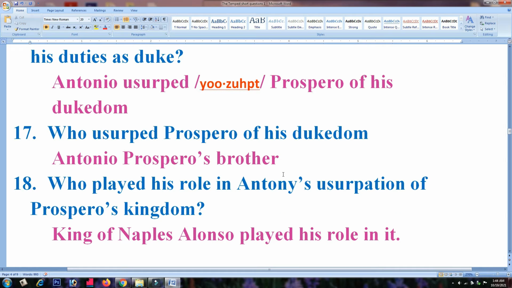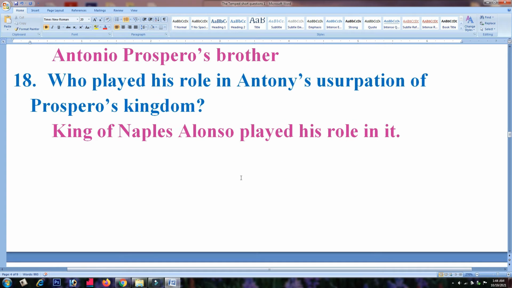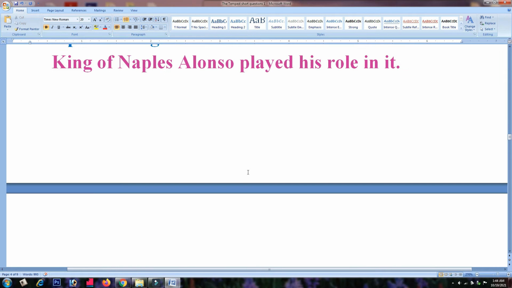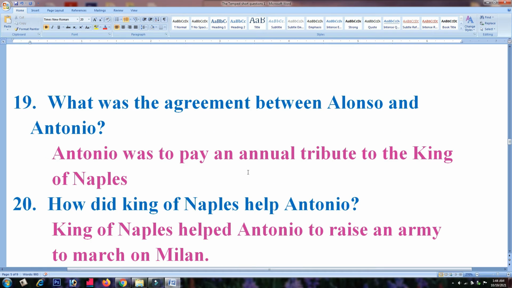Who usurped Prospero of his dukedom? Antonio, Prospero's brother. Who played his role in Antonio's usurpation of Prospero's kingdom? The King of Naples, Alonso, played his role in it. What was the agreement between Alonso and Antonio? Antonio was to pay an annual tribute to the King of Naples.